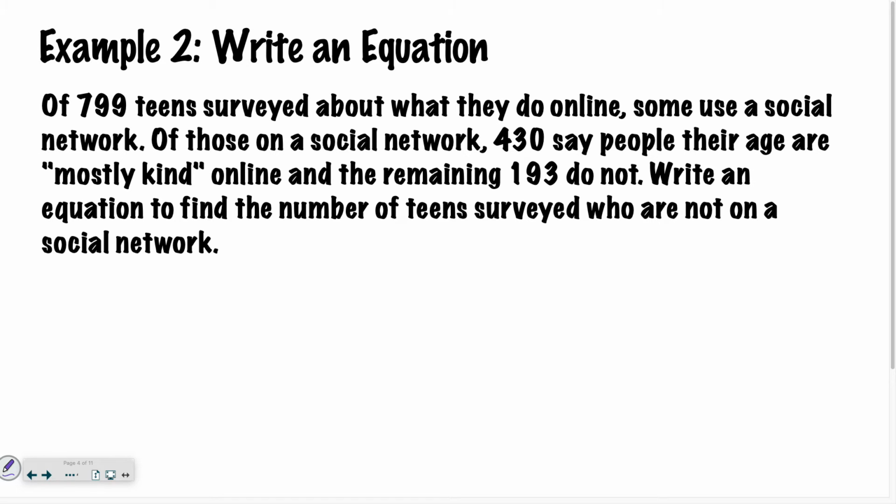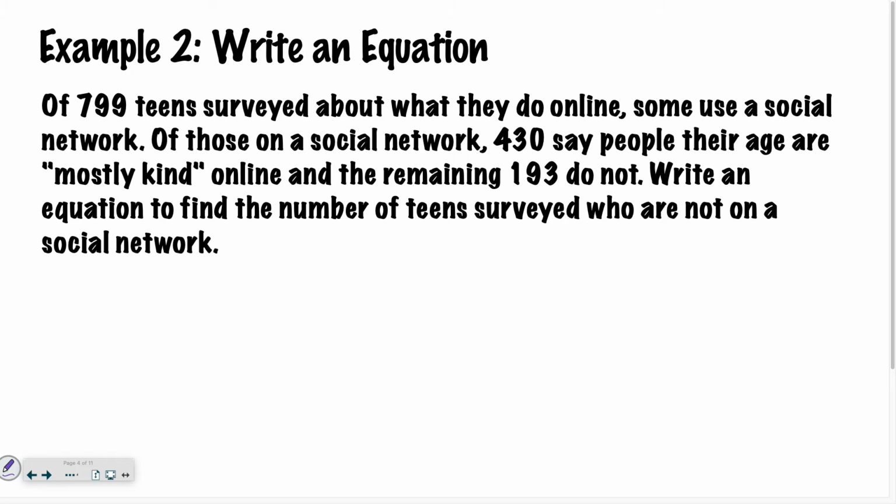So of 799 teens surveyed about what they do online, some use a social network. Of those on a social network, 430 of them say people their age are mostly kind online, and the remaining 193 do not. Write an equation to find the number of teens surveyed who are not on a social network.